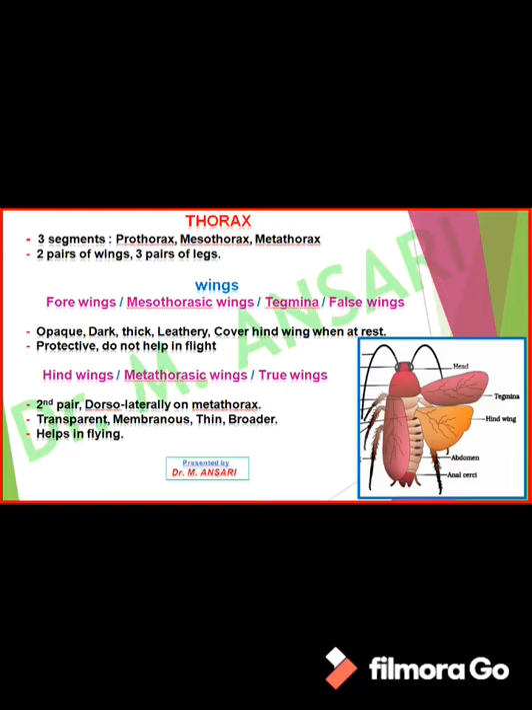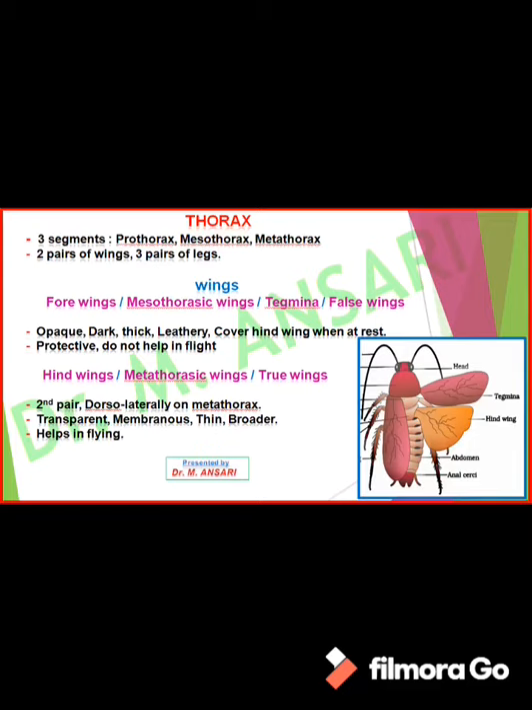Forewing is protective in nature and does not help in flight. These forewings are present dorsolaterally on the mesothoracic segment, hence the name mesothoracic wings.